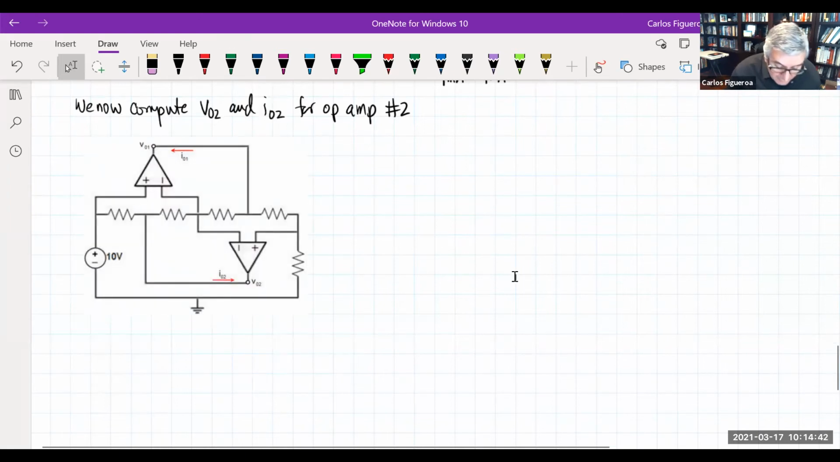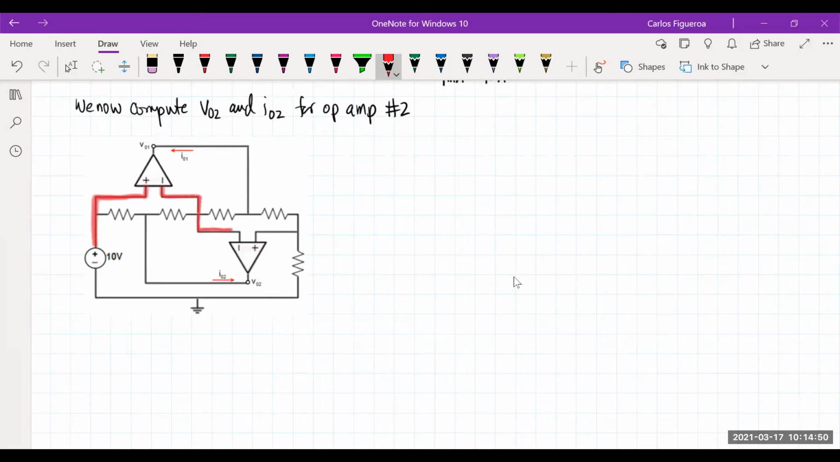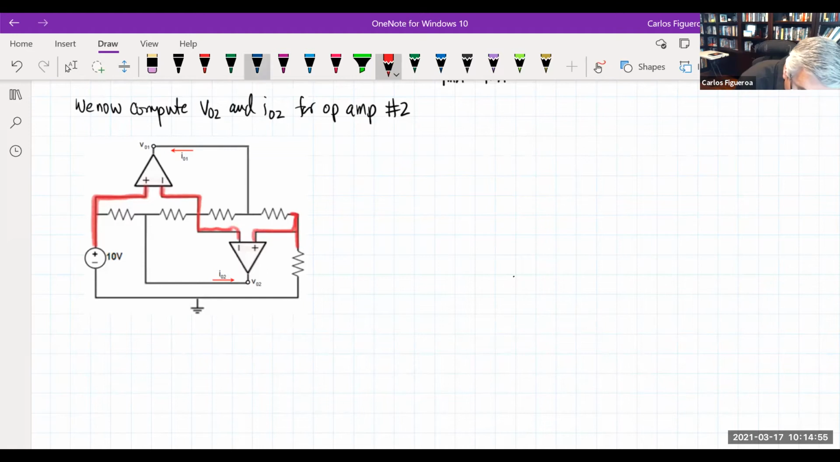So let me color these again real quick. So we call this red. We colored this red. This red. So quick question.